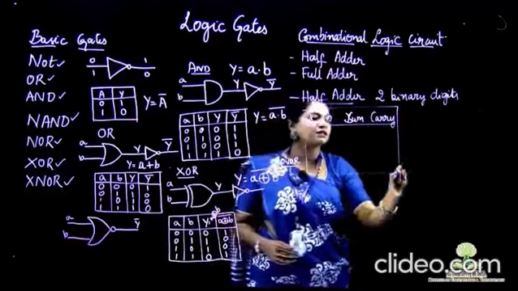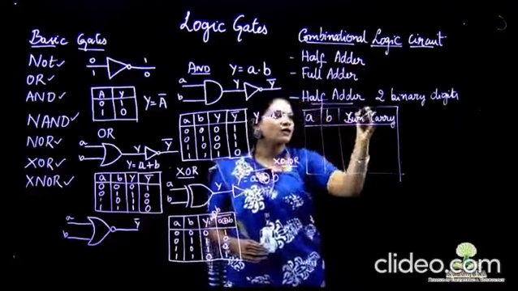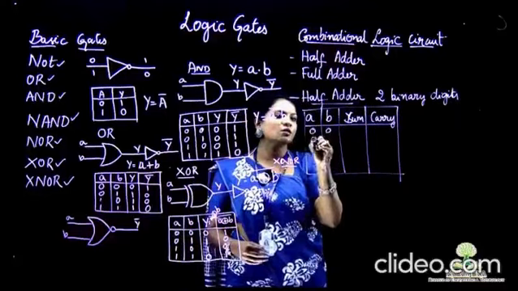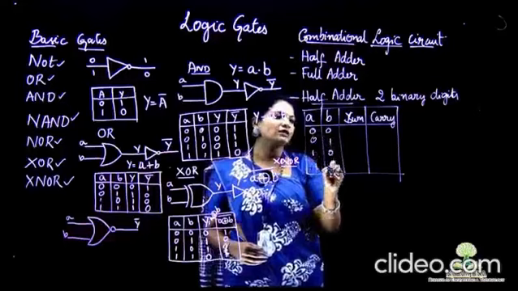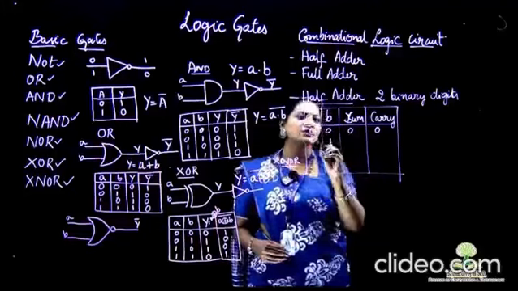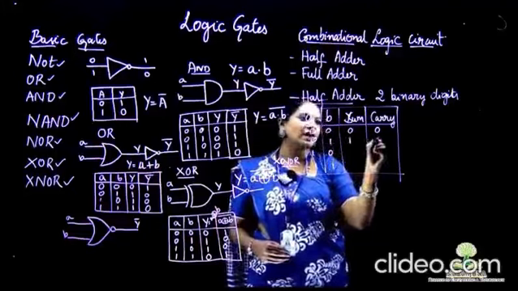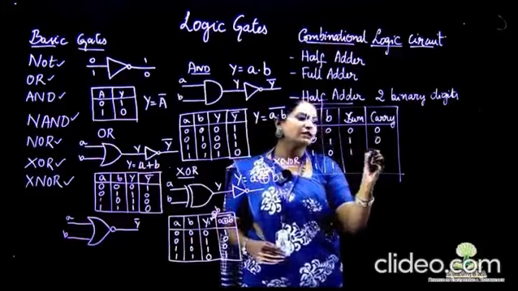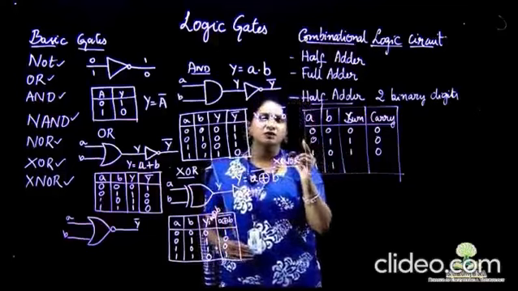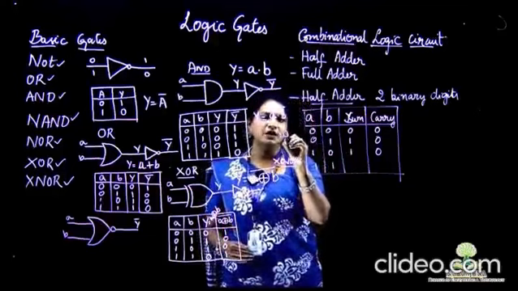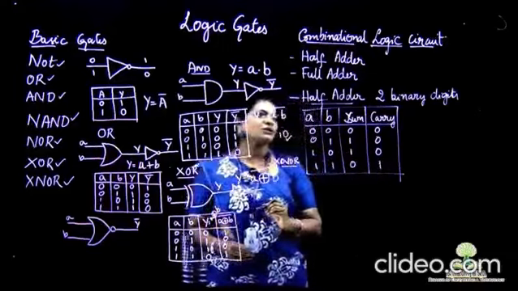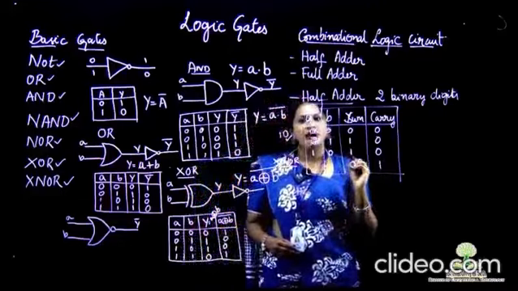Those are represented in the truth table. What are the possible inputs when there are 2 binary digits? 0 0, 0 1, 1 0, 1 1. The sum for this would be: 0 plus 0 would be 0, where the carry will remain 0. 0 plus 1 would be 1, the carry will be 0. 1 plus 0 would be 1, carry will be 0. 1 plus 1, if you do the binary addition, would be 2, where the binary of 2 is 1 0. Hence, this 0 will be here and we have a carry of 1. So this is the truth table for the half adder.